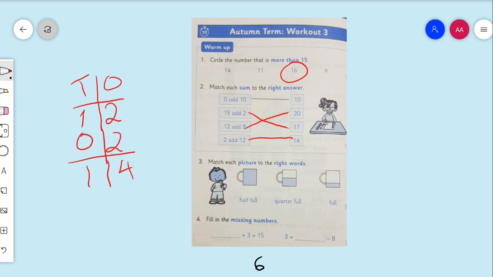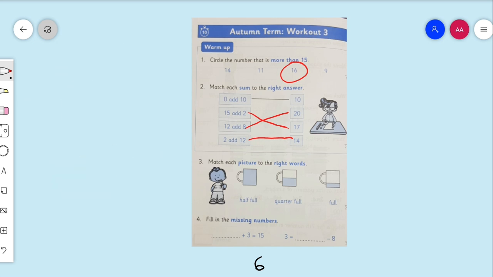Okay, now let's go to question number 3. Question number 3 is match each picture to the right words. So there's one picture here, another picture here, and another picture here. And the words are half full, quarter full, and full.